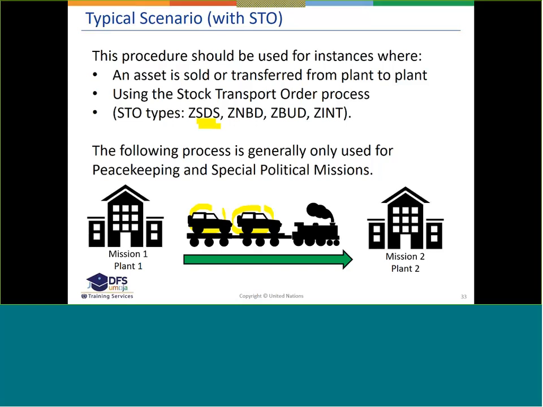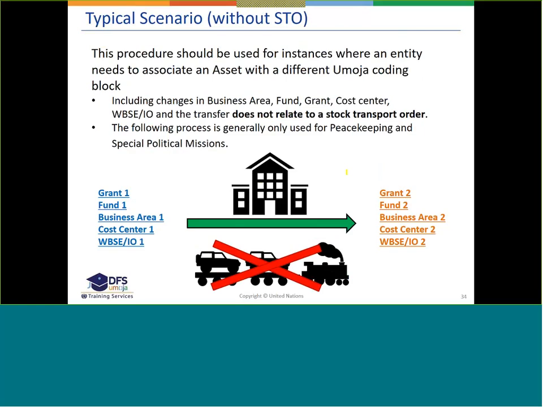You may have transfers that are not budget relevant. So maybe if one mission has surplus, is sending the asset to another mission and is not charging the receiving mission. You have maybe some examples of budget relevant transfers, which is not common. And then you have setting that we are not going to discuss now. Okay, this is normally typical for special political missions and peacekeeping.